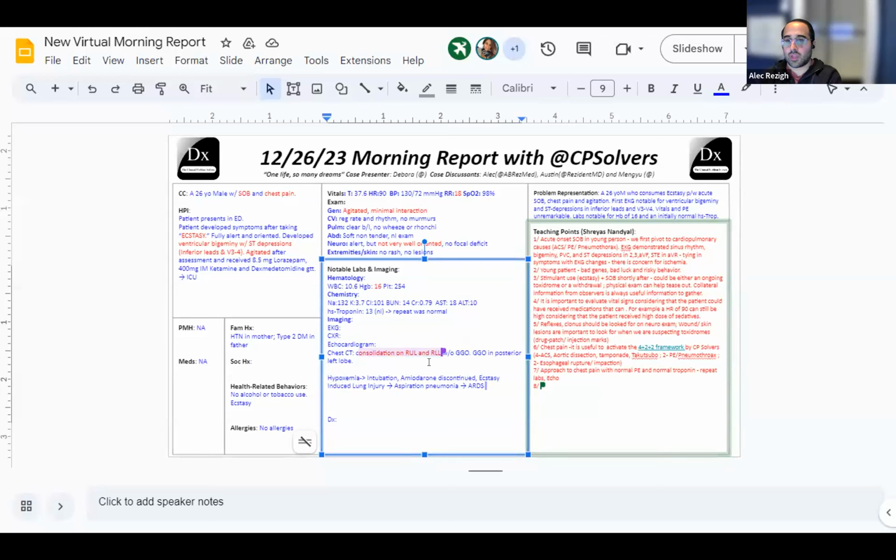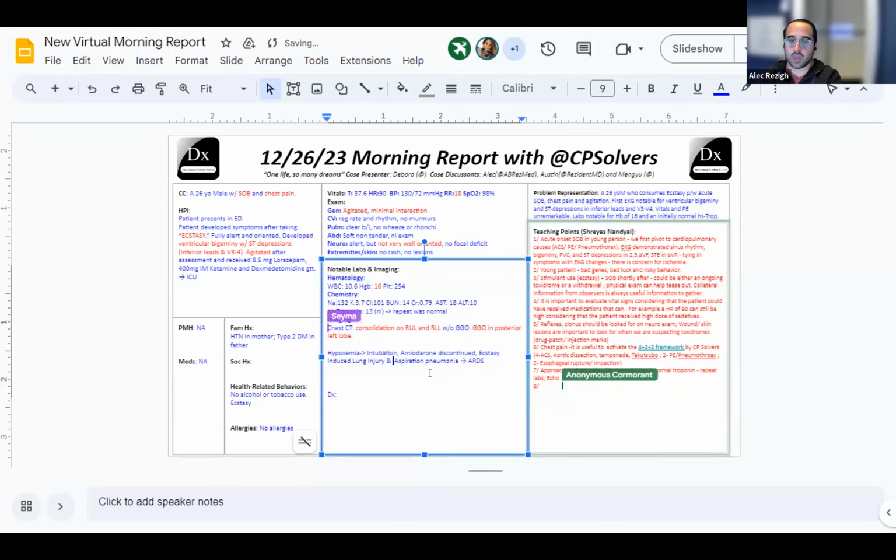I think it was totally reasonable to get a CT chest as part of the workup for the chest pain in general. I don't know if I was necessarily expecting a consolidation of the right upper lobe and right lower lobe. But I'm not that surprised, given how agitated the patient is, at very high risk for aspiration. I honestly don't know much about ecstasy-induced lung injury and how that would present. And I would imagine it depends on how the patient ingested the ecstasy.